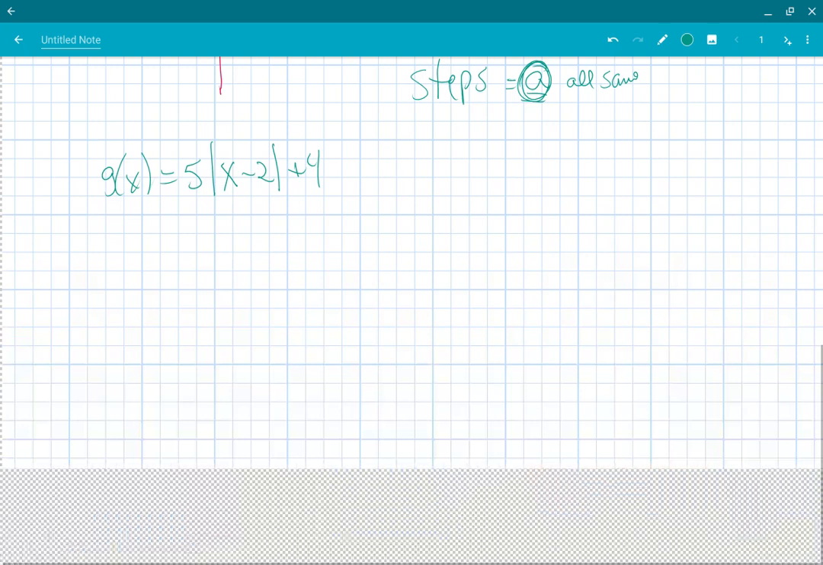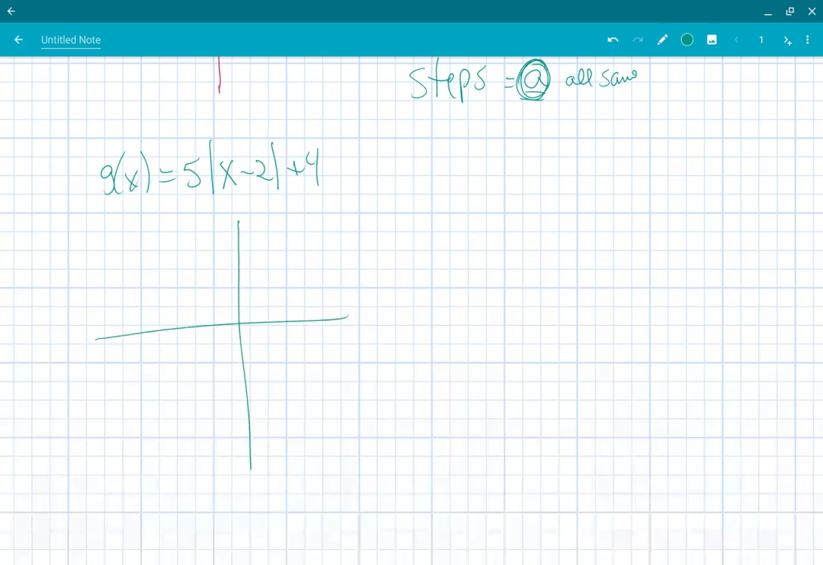Okay, watch this. Ready? The vertex is going to be 2, 4. And the steps are going to be 5. So it's going to be up 5 over 1. Up 5 over 1. I'm done with this problem. That's way easier. Okay. How long did that take? Like 2 seconds. 2 seconds.